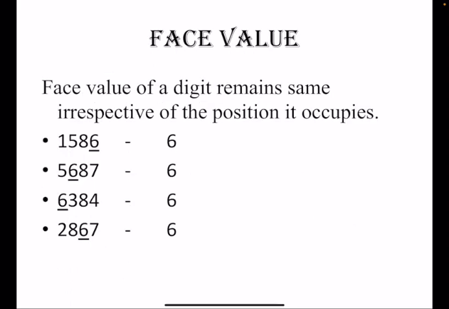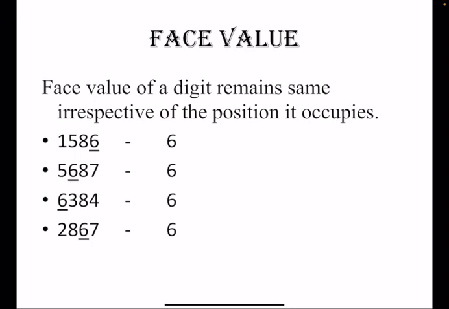Now we shall read about face value. Now children, I explained you in the class also, the face value always remains same. Like you recognize this digit what I have written here as 6. Wherever it will be, whether it is in ones place, tens place, hundreds place or thousands place, you will recognize this digit as 6. So its face always remains the same. So its face value remains same. So I have written here, face value of a digit remains same irrespective of the position it occupies.